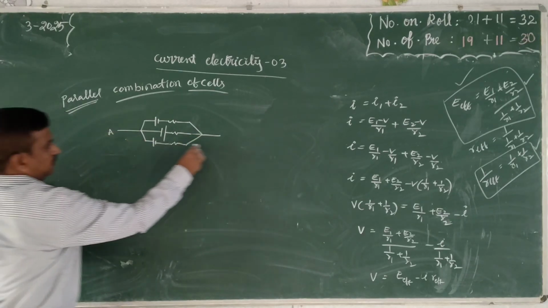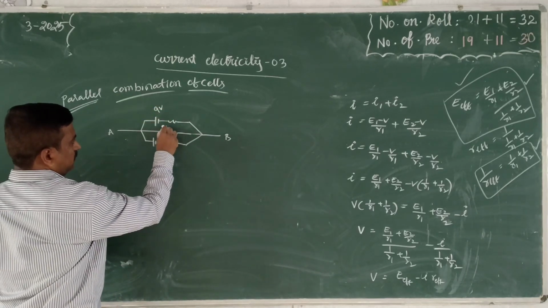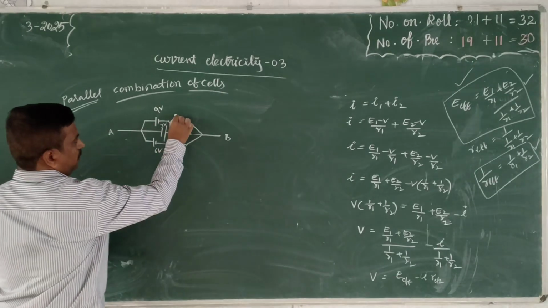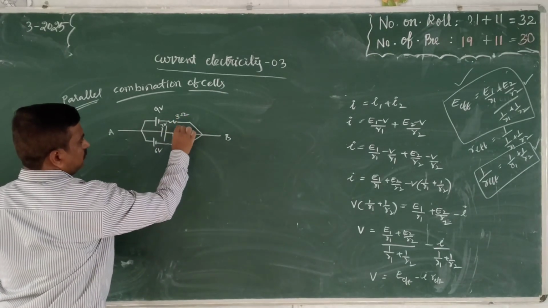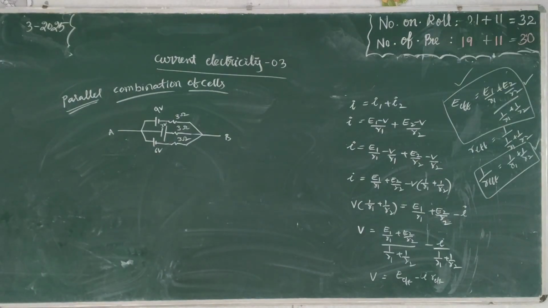It is A, it is B. Here is a 9 volt, minus 3 volt. This one is 6 volt. Here it is 3 ohm, 3 ohm, 3 ohm. See here, this is the connection, a parallel combination of cells. What is the effective EMF?